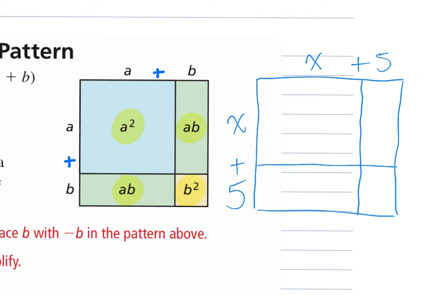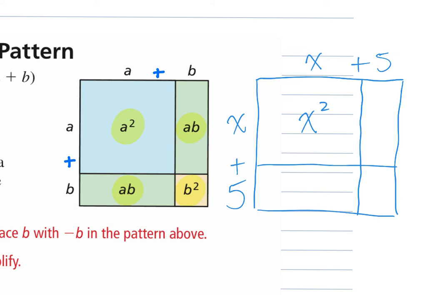Now, let's imagine that we were finding the area of this box. And this segment right here along the left side is x. And this segment along the top is x. What would this square, what would its area be? X times x, right? What's x times x? X to the second power. Put that inside the box.